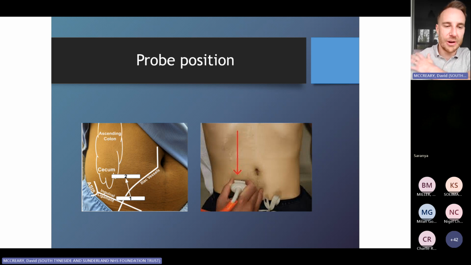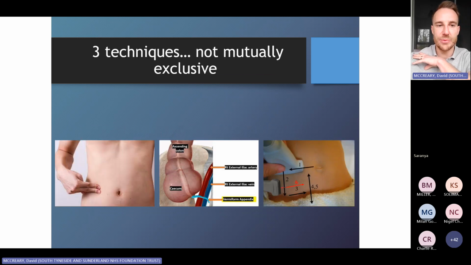So we know from our anatomy roughly where our appendix is going to sit. So it's going to lie at the base of the cecum, all right? So we can see the ascending colon and cecum, and we obviously know where McBurney's point typically sits. So in sonographic terms, we're going to place the probe roughly in this region. But there's 3 ways that I do this and 3 ways that is commonly taught. But each technique is clearly not mutually exclusive.